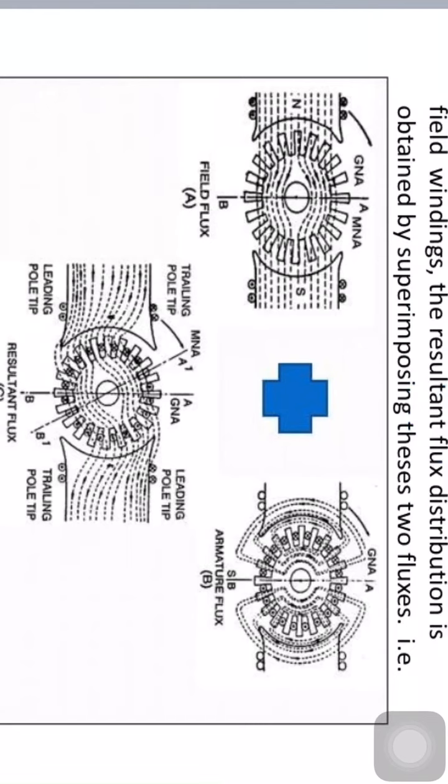Due to cross magnetization, the magnetic neutral axis on load shifts along the direction of rotation in DC generator and opposite to the direction of rotation in DC motor. If the brushes remain at their previous positions, then back EMF in case of motor or generated EMF in case of generator would be very high, and we get very high sparking.